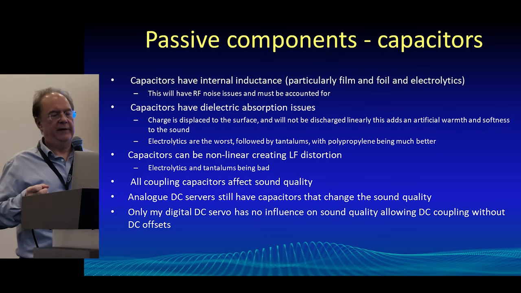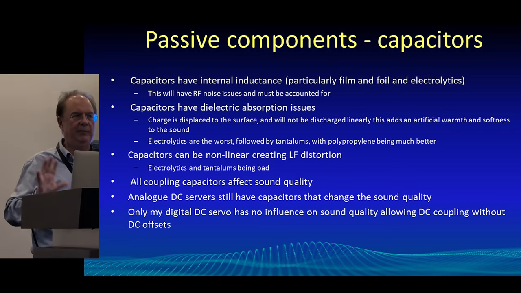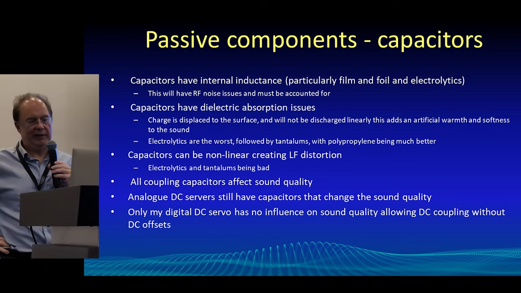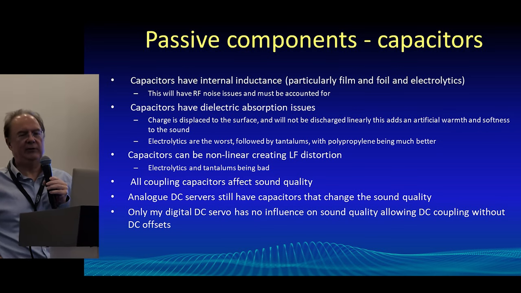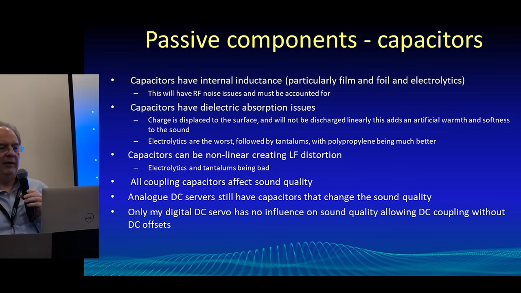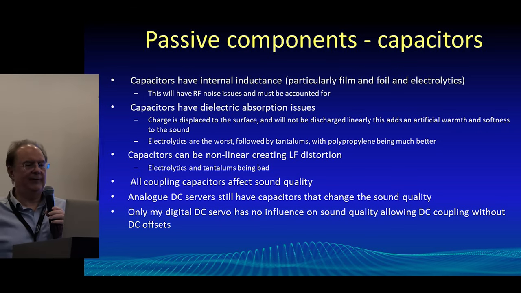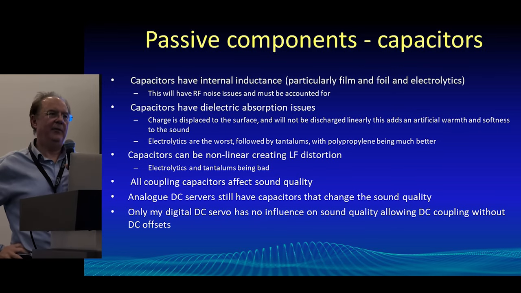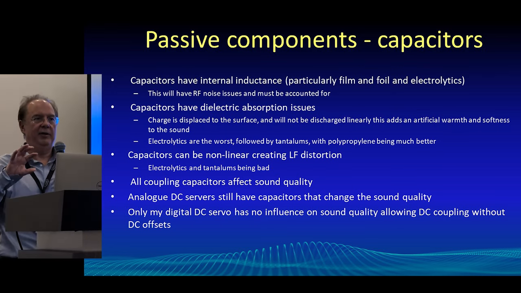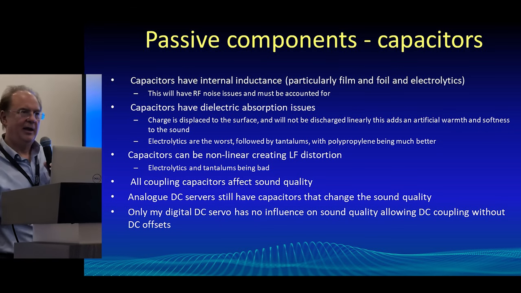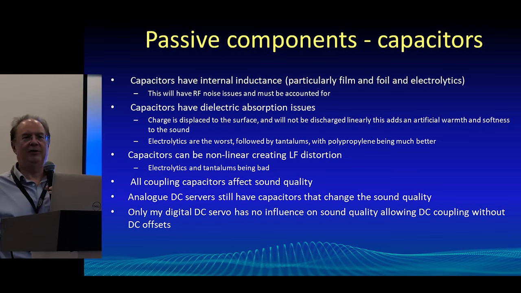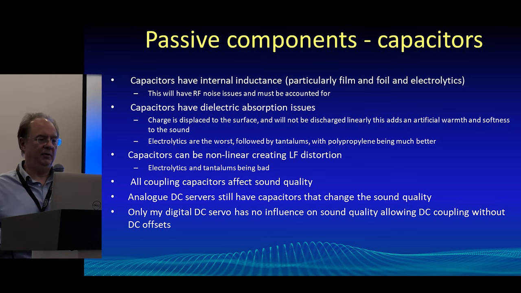All coupling capacitors affect sound quality. You can't escape that because of all these issues I've talked about. Analog DC servos still have capacitors inside the signal loop and they still change the sound quality. The only solution to this is my digital DC servo, which removes any audible component digitally. So you end up with a trim that just trims out DC offsets. The downside is it takes a long time to do the trim properly, which is why when you turn on a Mojo 2, it takes 16 seconds before the trim is being nulled out, because that's the way the thing is working.